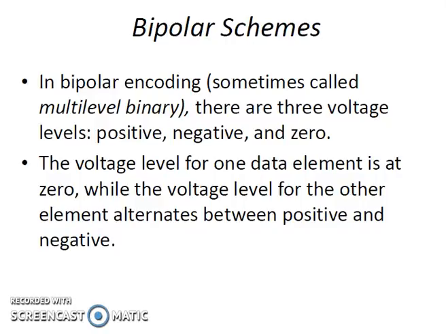Coming to bipolar schemes. In bipolar encoding, there are 3 voltage levels: positive, negative and 0. That is why it is called bipolar. The voltage level of one data element is at 0, while the voltage level for the other element alternates between positive and negative.